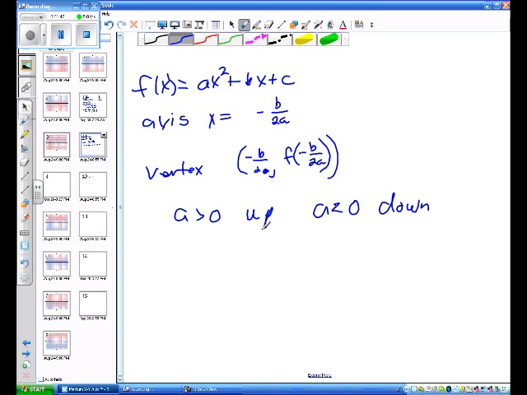If a is positive, the graph opens up and we have a minimum. If a is negative, the graph opens down and we have a maximum, and we do our domain and ranges just the same.